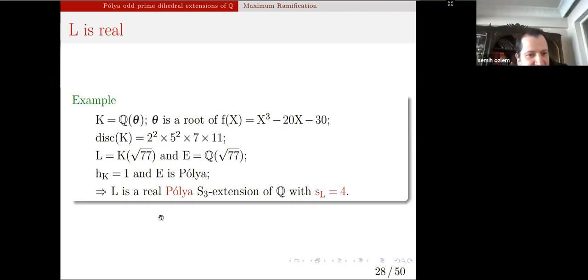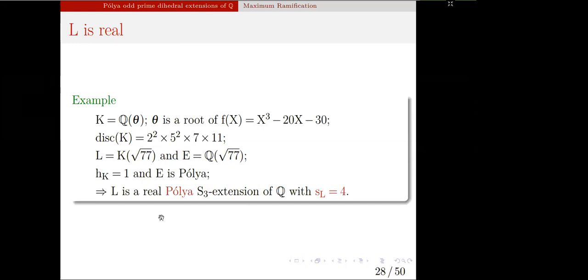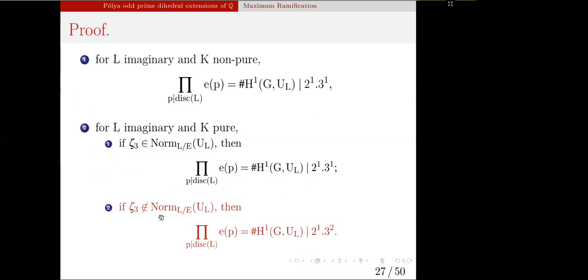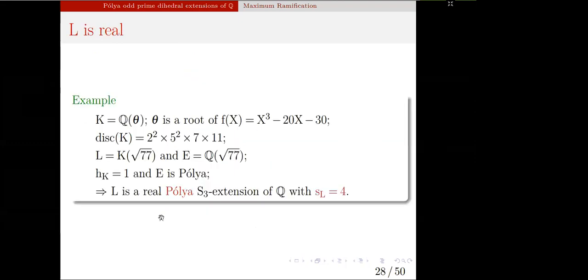Okay, just before giving the generalization of the upper bound on the number of ramified primes in Polya dihedral extensions of Q, which is a generalization of the previous theorem, to show that the desired upper bound is sharp, here you see some examples to verify this. For example, this slide gives an example of a real Polya S3 extension of Q with 4 ramifications.